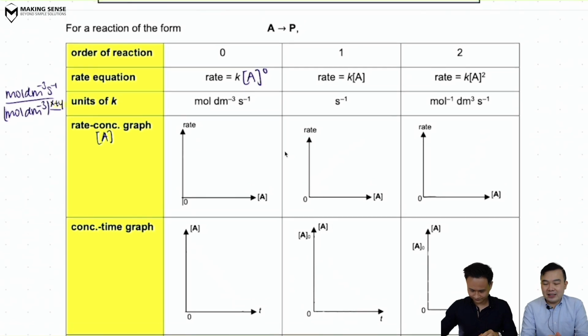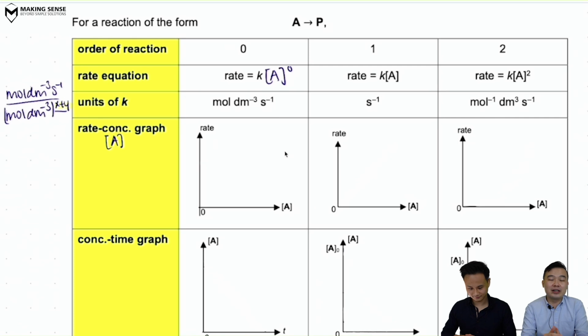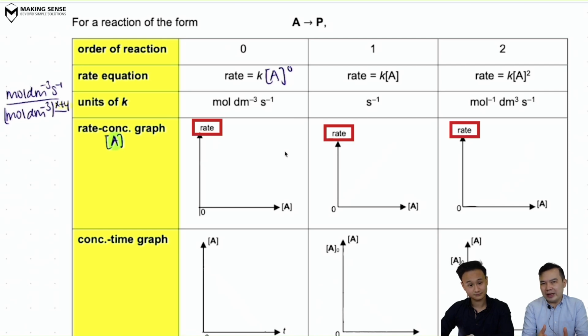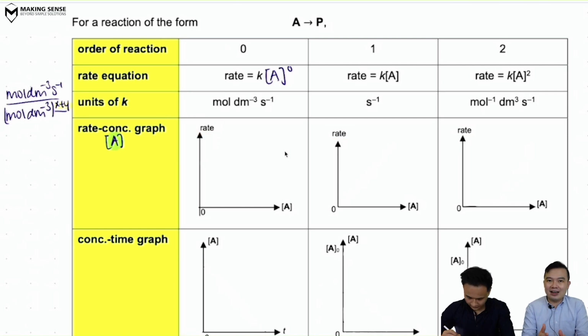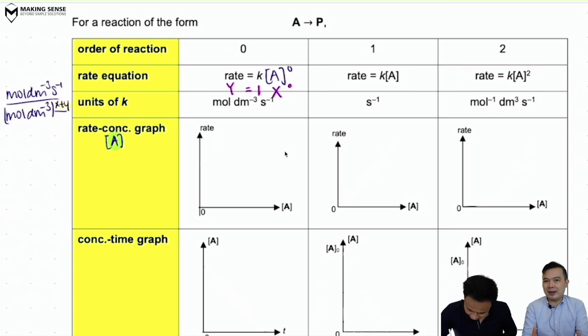Now, moving on, we're going to take a look at the rate-concentration graph. Now, when I say concentration, I'm referring to the concentration of the reactant A. So I'm going to take a slightly more mathematical approach where I'm going to say that rate is going to be the y-axis, concentration of A will be the x-axis. To draw the graph, the easy way is to always look at the rate equation. So I don't want you to memorize this. I want you to think of this in a mathematical way.